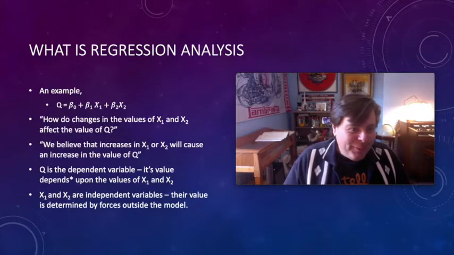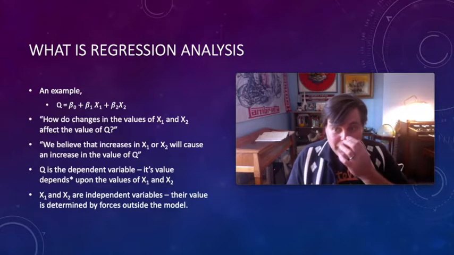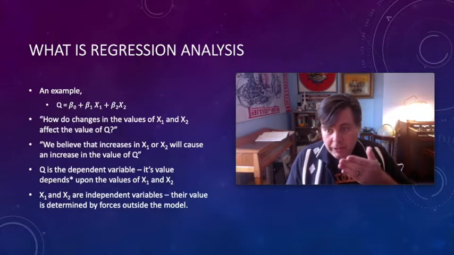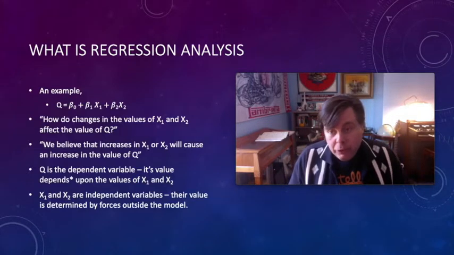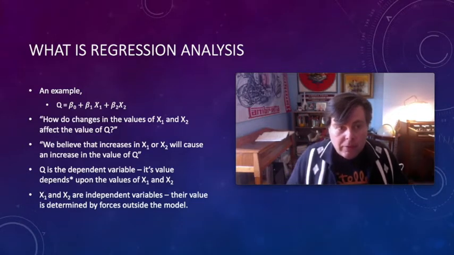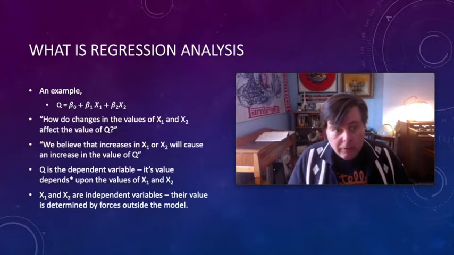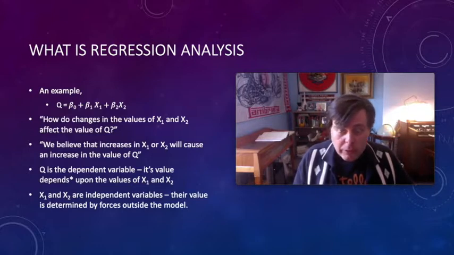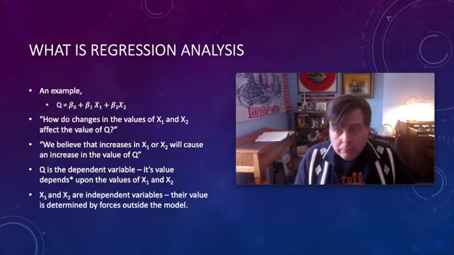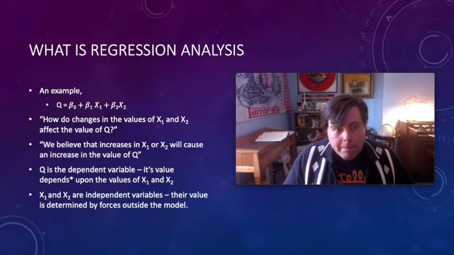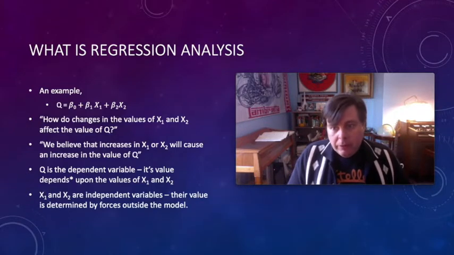Okay. So what we're saying here is, how do changes in the value of x1 and x2 in that equation affect the value of q? This is our hypothesis. Given the plus signs in front there, we're going to hypothesize that positive changes in variables x1 and x2 have positive changes on q. Q is the dependent variable. The x's are independent variables.